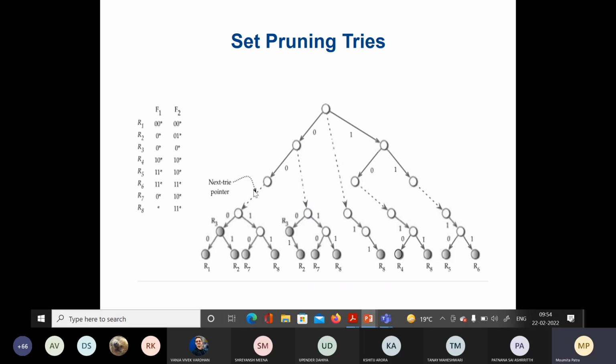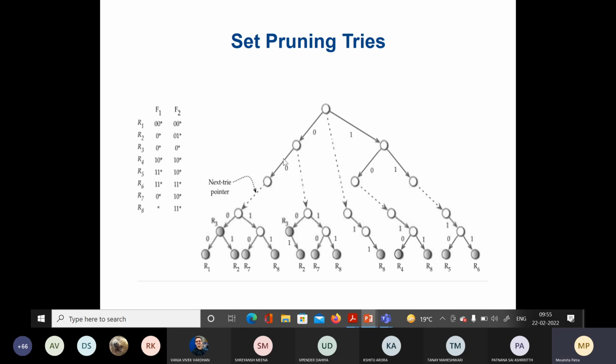This is the same as your hierarchical trie, but there is a change in this case. Look at this. You have the F1 trie and then you have the next pointers pointing to the F2 tries. This entire concept is known as hierarchical tries. Now when, in these hierarchical tries, in order to have an exact match, you put all the corresponding matching rules, then you call it a set pruning trie.